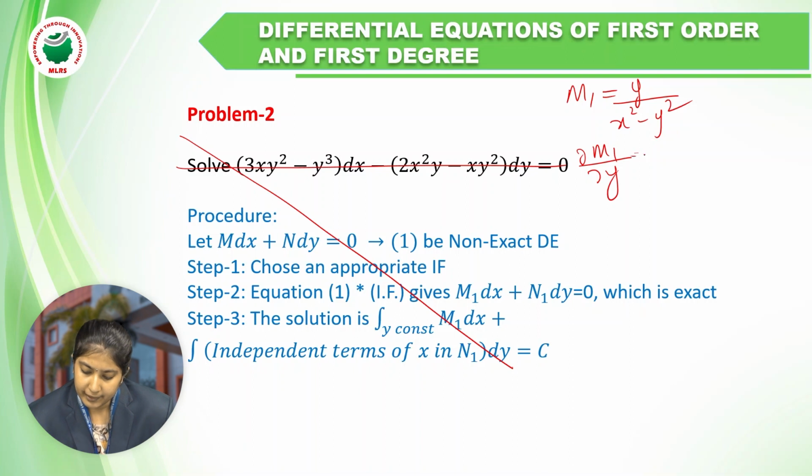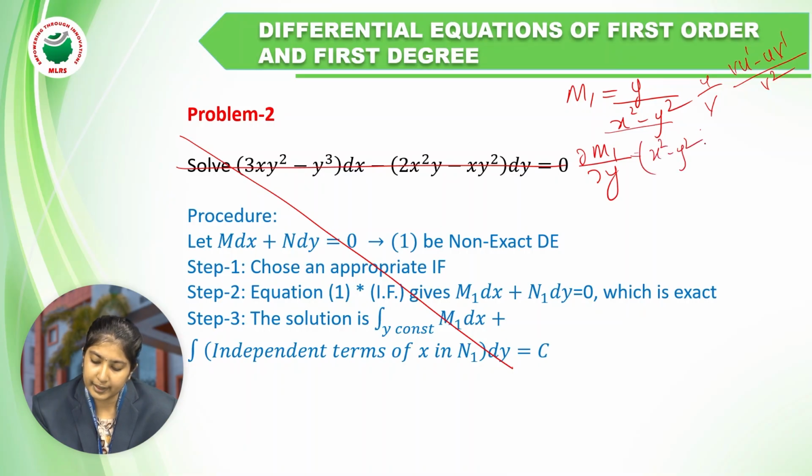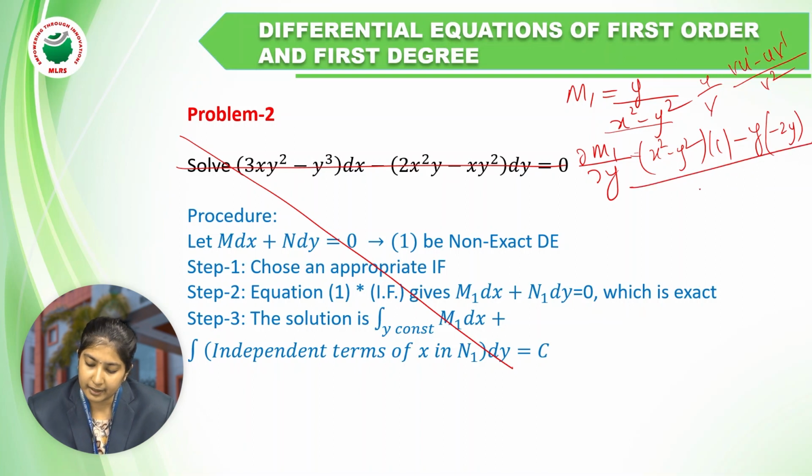So for dou M1 by dou y, we have to use the u by v rule formula. The u by v formula is what? (v u dash minus u v dash) by v square. This formula you all know, right? So first you take v, this is my v: x square minus y square, into the differentiation of y, which is 1, minus u, what is my u here, y, into v dash. Differentiating with respect to y, my x square will become 0. So here I am getting minus 2y by v square, that is (x square minus y square) whole square.